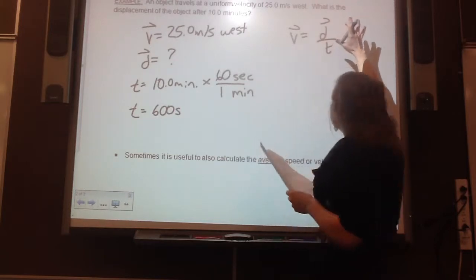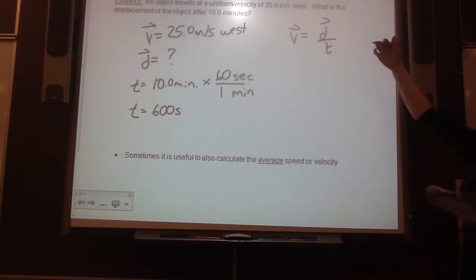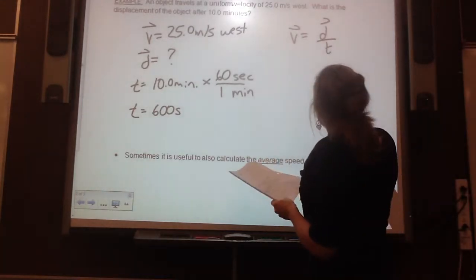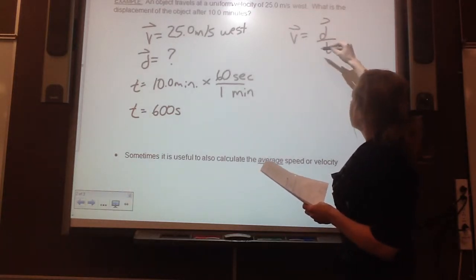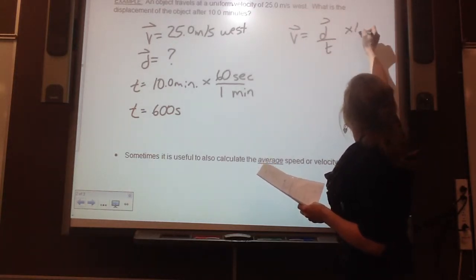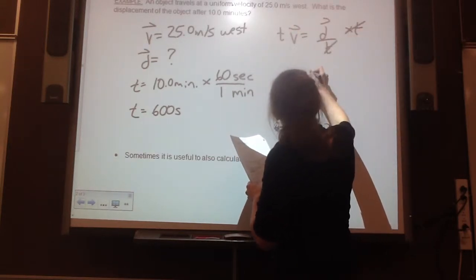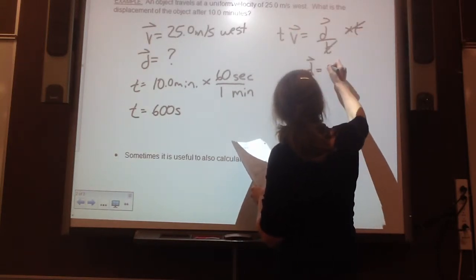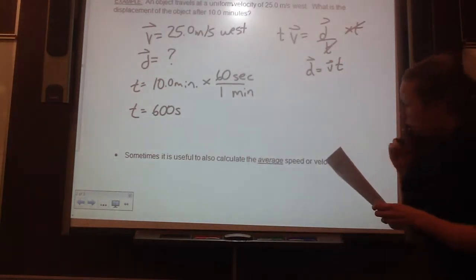This is a basic problem from Science 10. v equals distance over time, okay? If I rearrange this, if I want to get d all by itself, I need to get rid of t. So multiply by t, multiply by t. So now I have that d equals v times t.